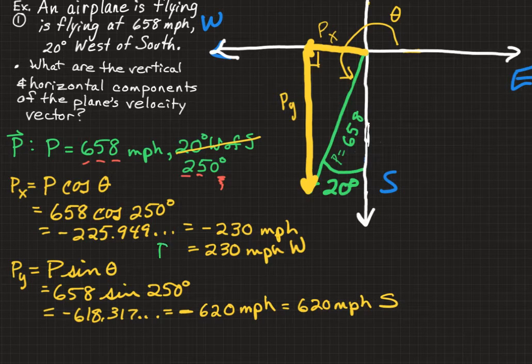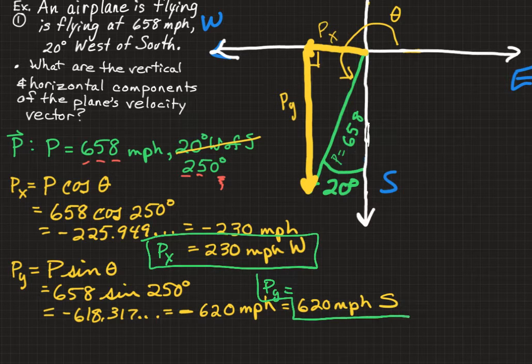Thus we have our P sub x component of the original vector and our P sub y component of the original vector. If you add those two vectors together, you will arrive at our original vector.